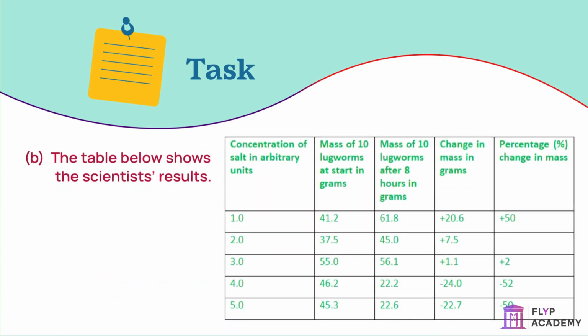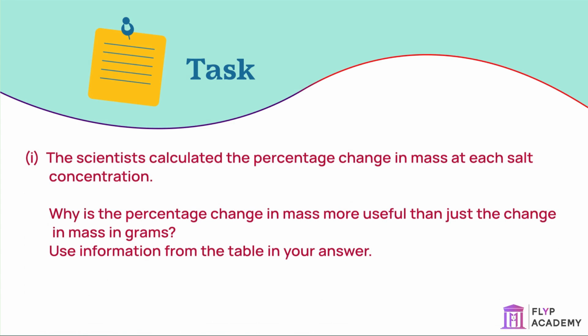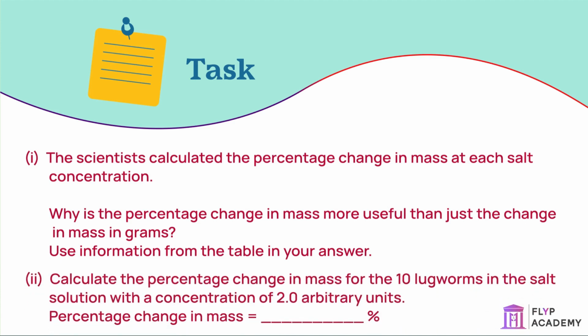B. The table shows the scientists' results. 1. The scientists calculated the percentage change in mass at each salt concentration. Why is the percentage change in mass more useful than just the change in mass in grams? Use the information from the table in your answer. 2. Calculate the percentage change in mass for the 10 lugworms in the salt solution with a concentration of 2.0 arbitrary units.